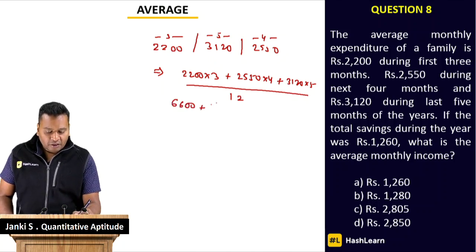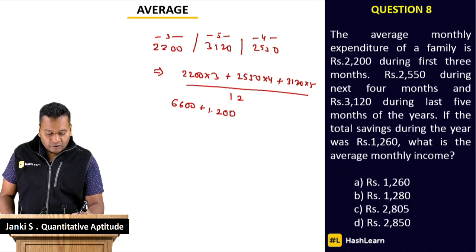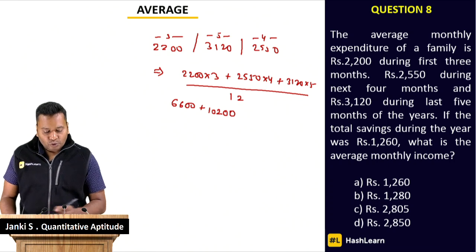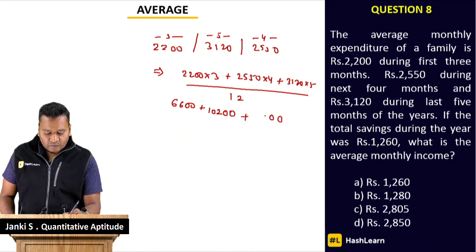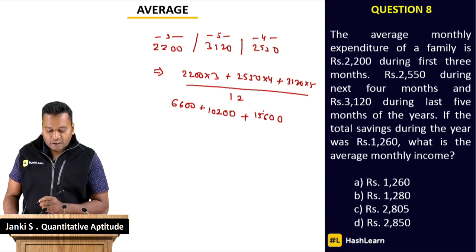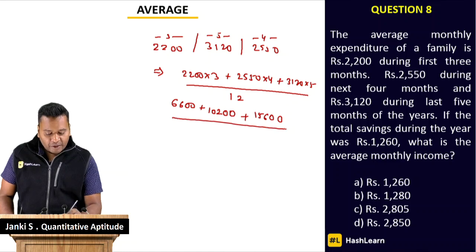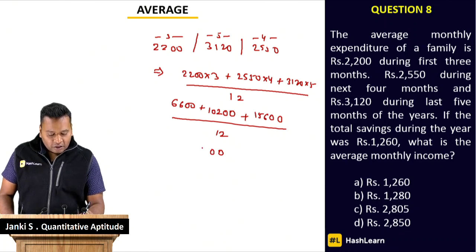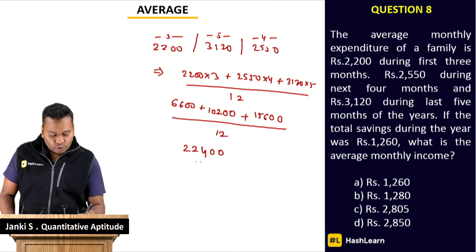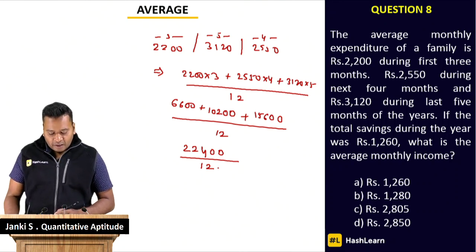So let's take the values. It's 6600 here. Let's multiply this one. 10200 is this part here. 15600. Let's add these values here, and divide by 12 is the format, right? So let's add these values here. So 22400, I have to divide by 12, right? So let's divide by 12 and let's see how much is the value.